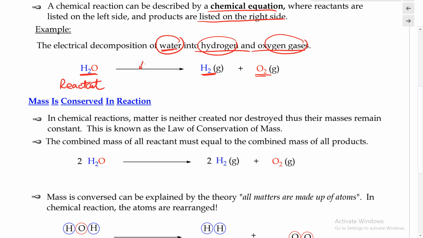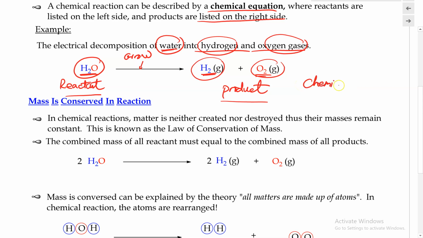This is the chemical arrow right here, and this arrow means change. The products are then listed on the right side of this chemical arrow. In this case, this is a chemical change, because we can see the formula of the reactant and the formulas of the products are not the same. One substance is being converted into, in this case, two other substances. So this is a chemical change, and a chemical change is a chemical reaction.